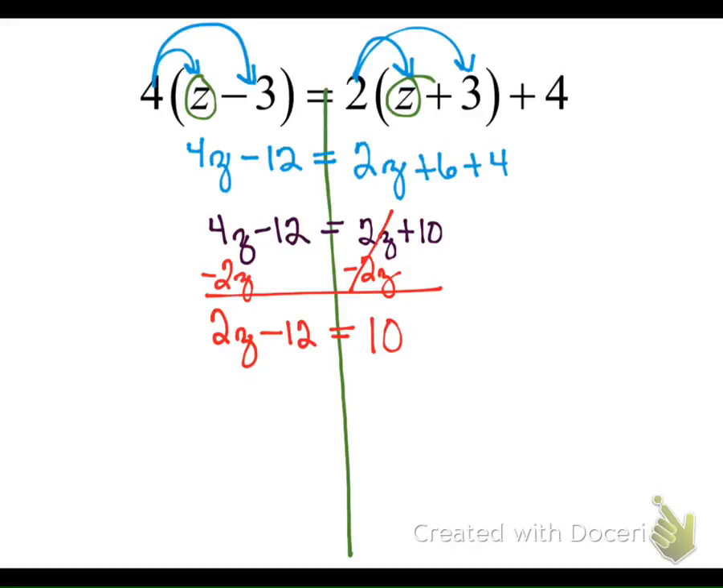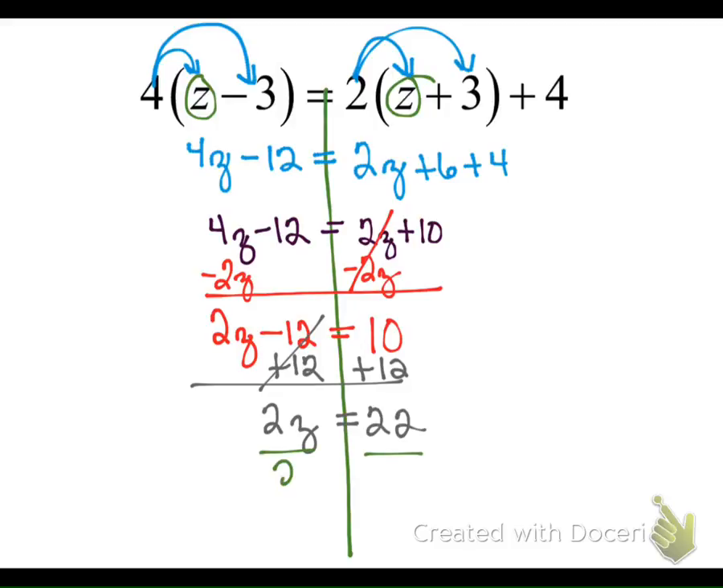So what do I get rid of next? I want to get the variable by itself. So I bring down my 2z, 10 plus 12. 22. And then how do I get the z by itself? Divided by 2. So then z is going to equal 11. There it is. Final answer. That's the lesson. Well, you'll have notes, but that's the basis of the lessons.